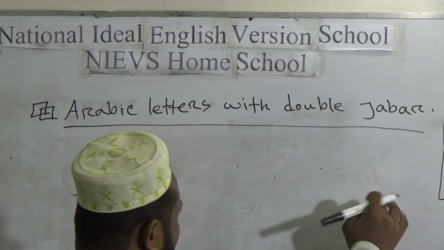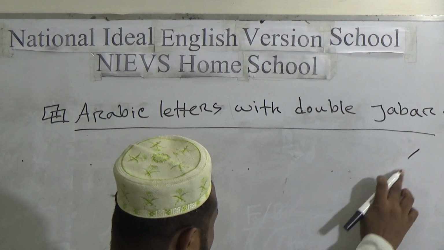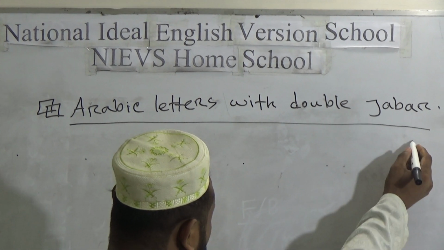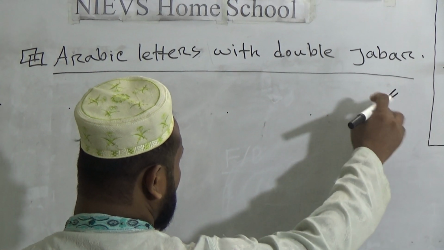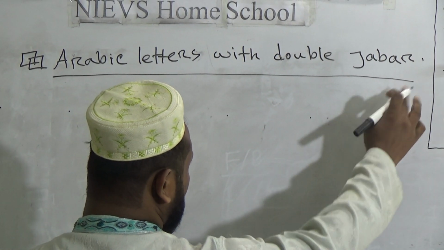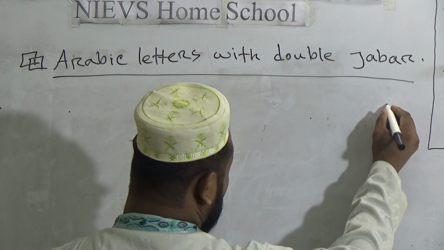Okay, firstly, dear students, you must know that this is Jabur, and if you give two signs on any letter, then it will be double Jabur. So now I want to write down from Alif to Ya first.